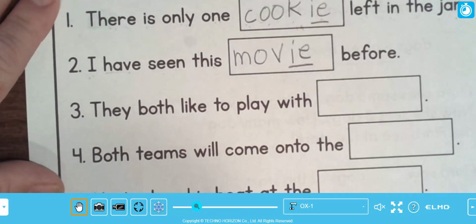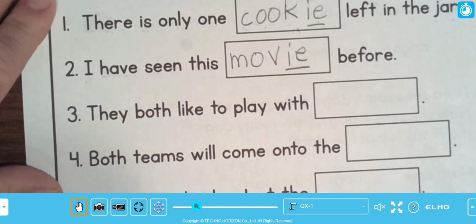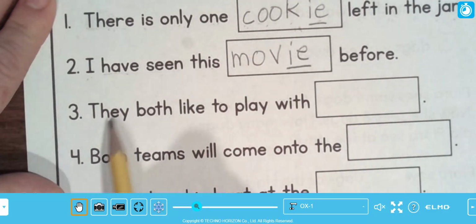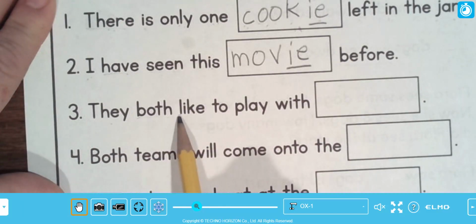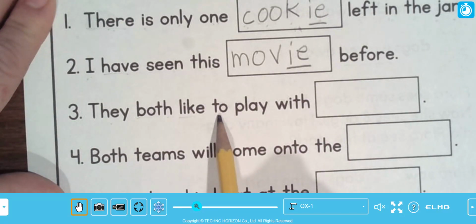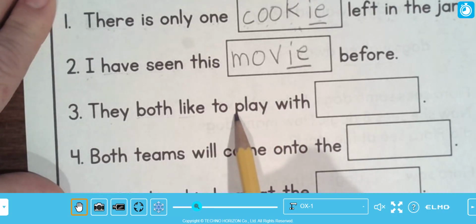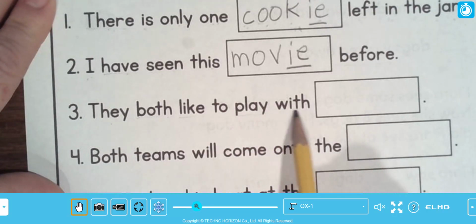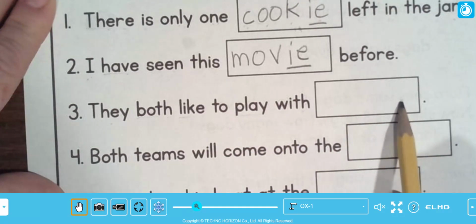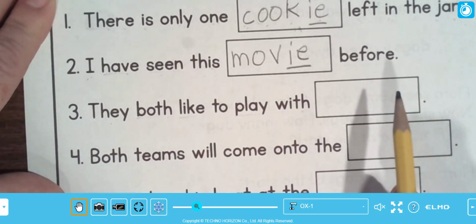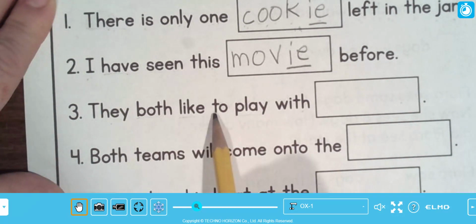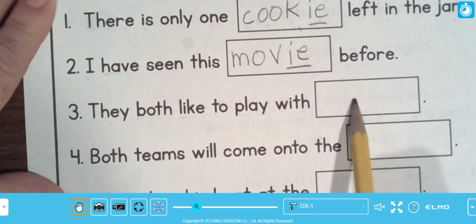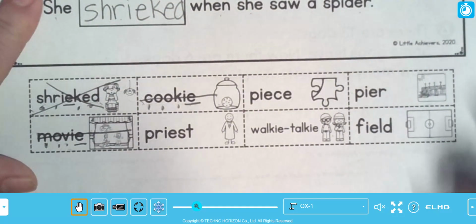Let's go over here to the next one, okay? Here we go. They both like to play with blank. Okay, let's read it again a little faster, okay? They both like to play with blank. Okay, something people like to play with.